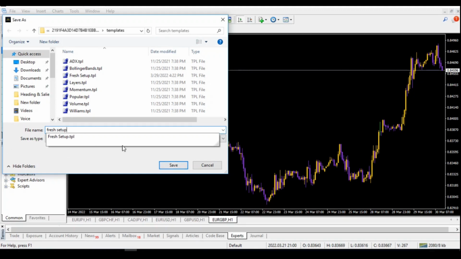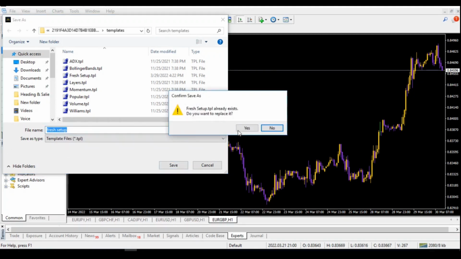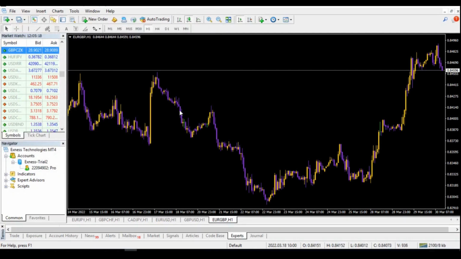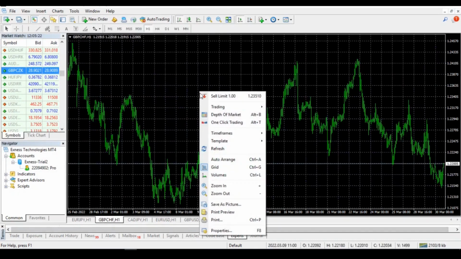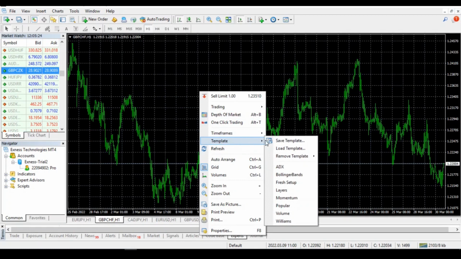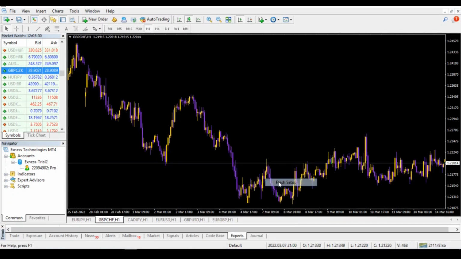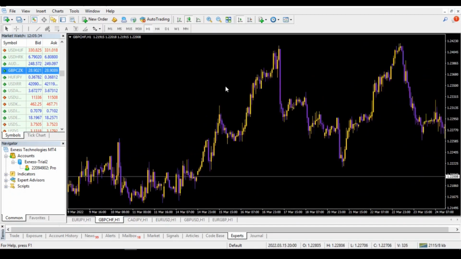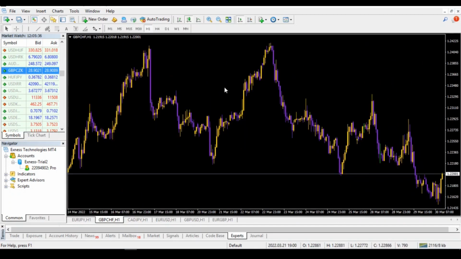Okay. So now it's easy to apply the same appearance on a different chart. Just right click on the chart and then you select templates. Now you select from the list of the names the one you used to save. For me, I use Fresh Setup, so I'll click on Fresh Setup and then yes, the new chart has changed to my preferred appearance.